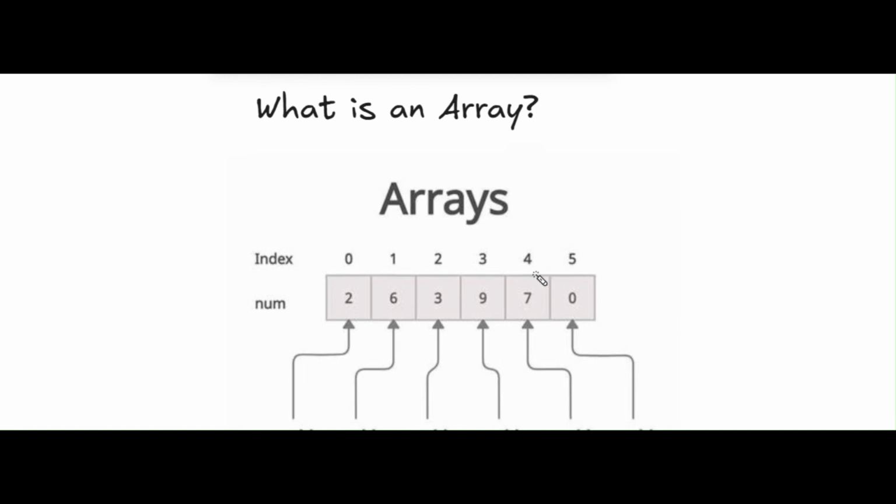An array in Java is like a row of boxes, each with a unique number, that is indexes, where you can store data like 2, 6, 3 and 9 of the same data type. Arrays allow you to store multiple values in a single variable, that is num, making it easy to manage lists of data.